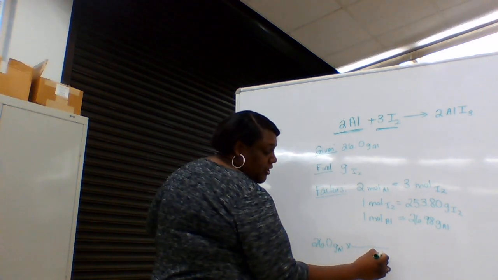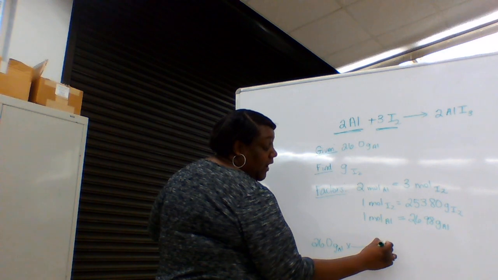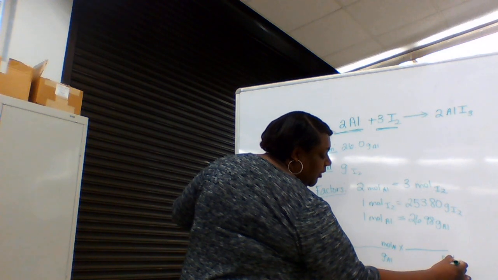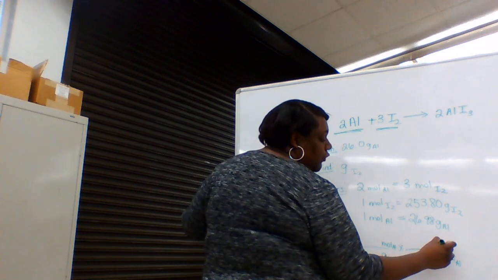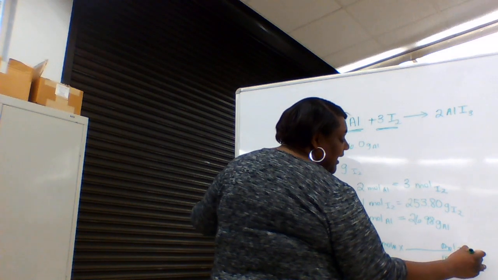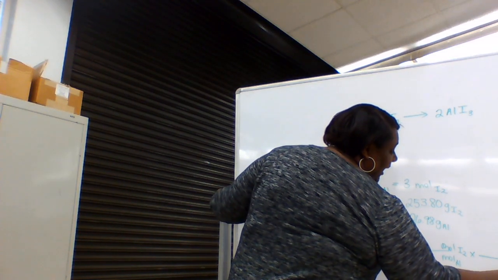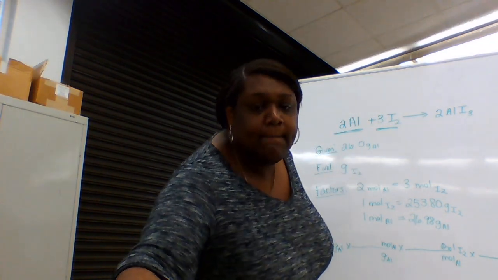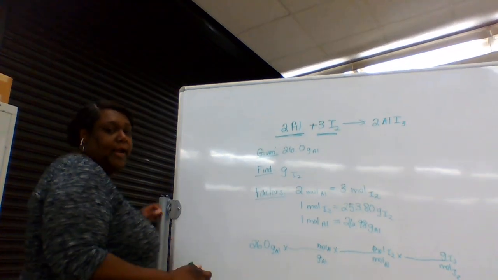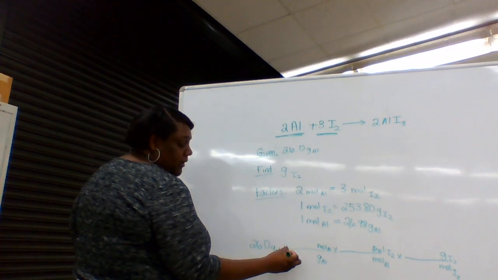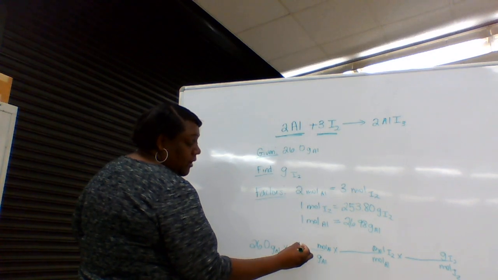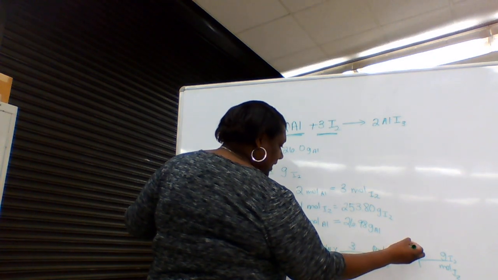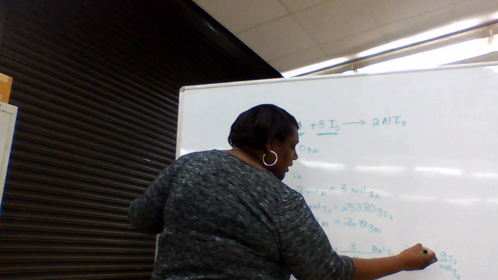And I've got to set it up so my units cancel out. So I need grams of aluminum on the bottom, moles of aluminum on the top. Then for my next one, I'm going from moles of aluminum to moles of I2. And then from moles of I2 to grams of I2 to answer this question properly. All right, so when I plug in my numbers, the 26.98, the 1, 2, 3, 1, and then the 253.80.